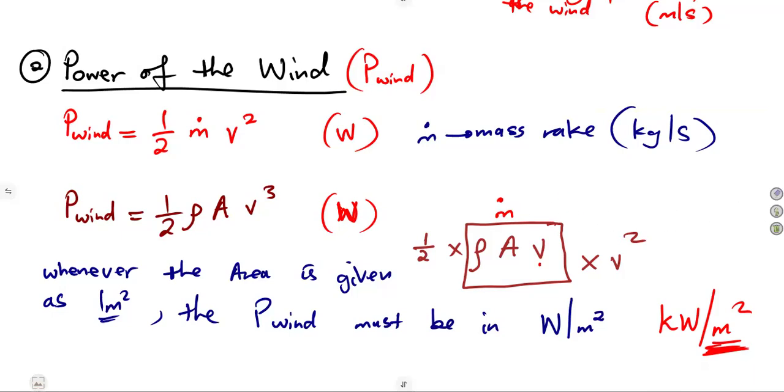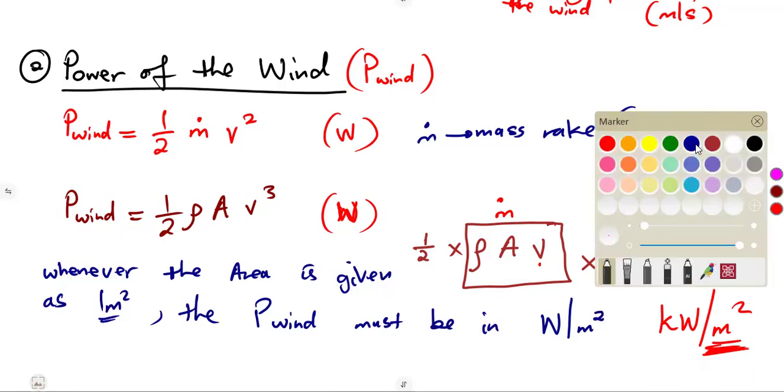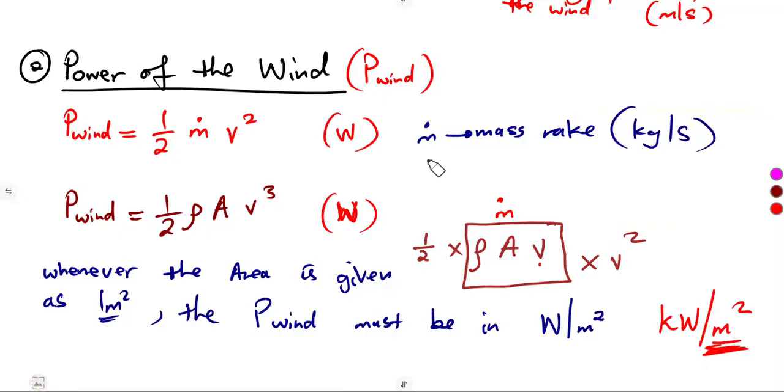All right, so let me just write it here. This A represents the swept area of the turbine. This is the swept area of the turbine, which is to be taken in what? In square meters.